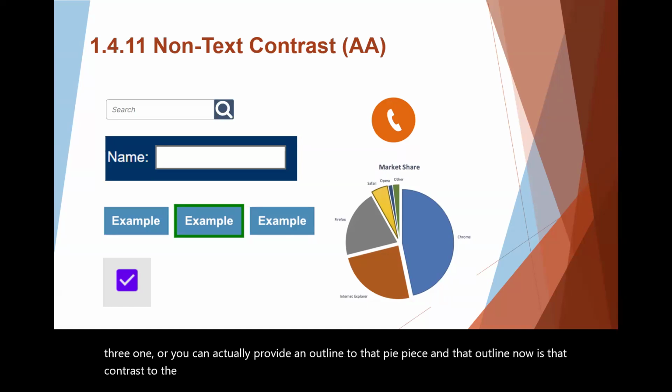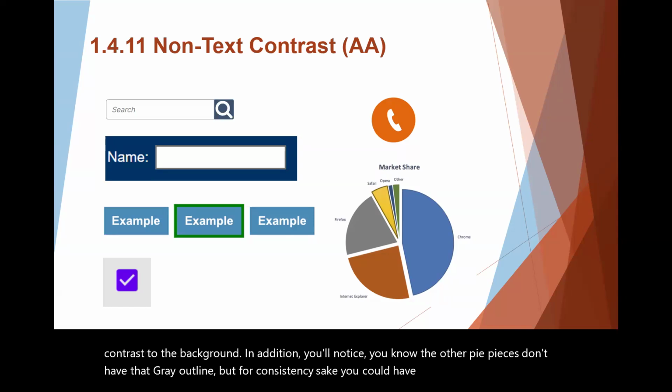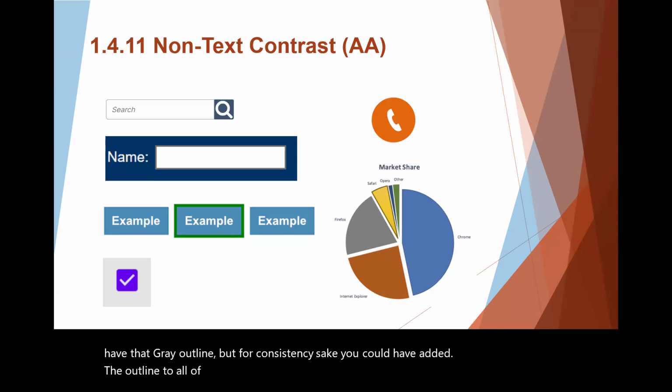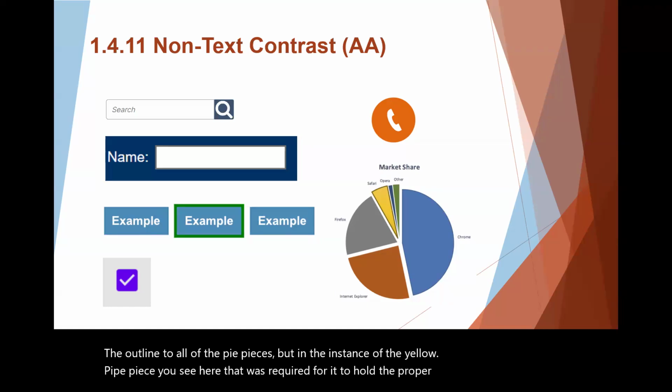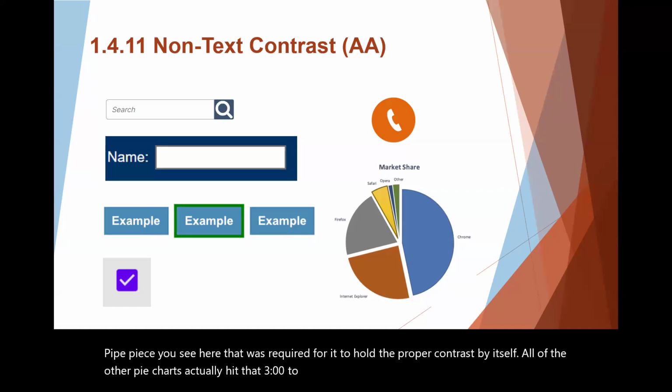In addition, you'll notice the other pie pieces don't have that gray outline, but for consistency's sake, you could have added the outline to all of the pie pieces. But in the instance of the yellow pie piece, that was required for it to hold the proper contrast. By themselves, all of the other pie pieces actually hit that 3:1 ratio.